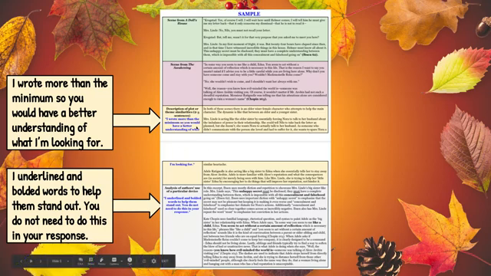And just to be clear, right here, I wrote more than the minimum, right? More than those 2 to 3 sentences. So you would have a better idea of what it is that I'm looking for or what an analysis looks like about that similarity and difference. And then in the analysis of the devices that they use, I just tried to make things easier for you to see by using bold and underline, but you don't have to do that. I just did that so it was visually easier for you to see.